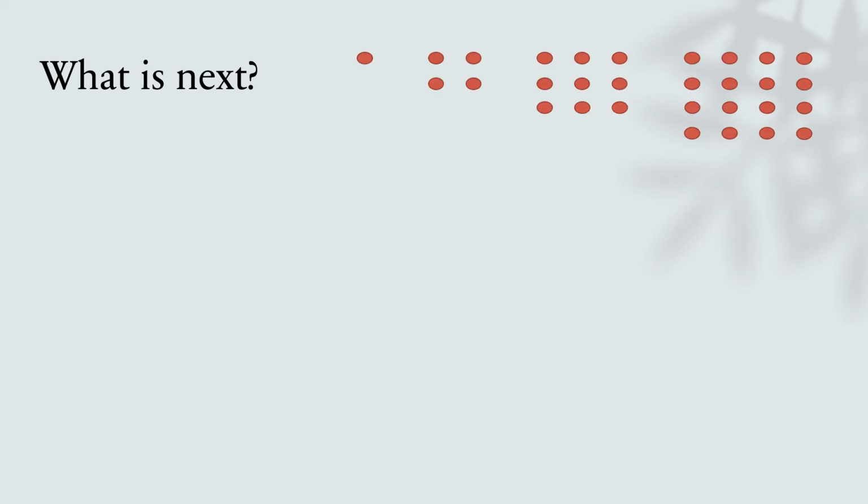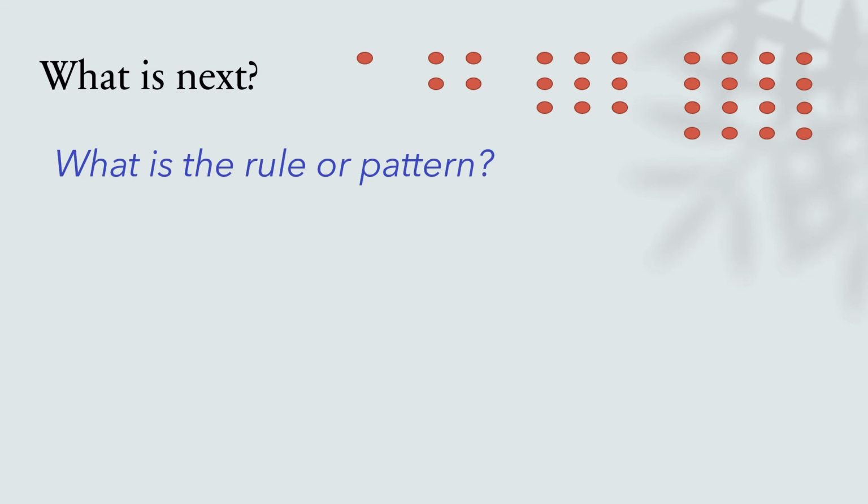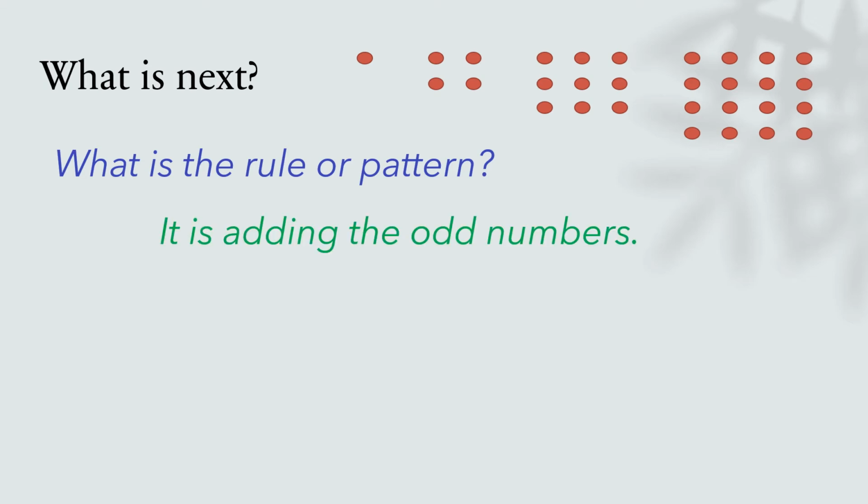There is another pattern as you can see in this figure. So what is the rule, what is the other pattern that you can see? It is adding the odd numbers. So 1, 4, 9, 16.